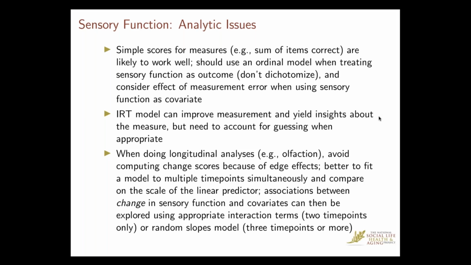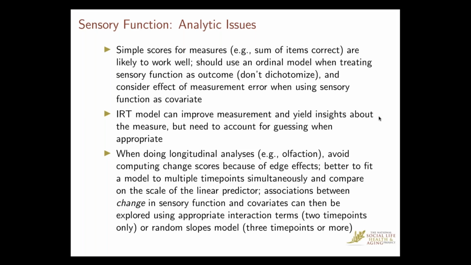One thing you need to think about there is you need a guessing parameter, because, for example, our olfaction items essentially are a multi-choice sort of thing where one of them is correct, and so you have to account for the fact that people will occasionally get that right just by guessing.